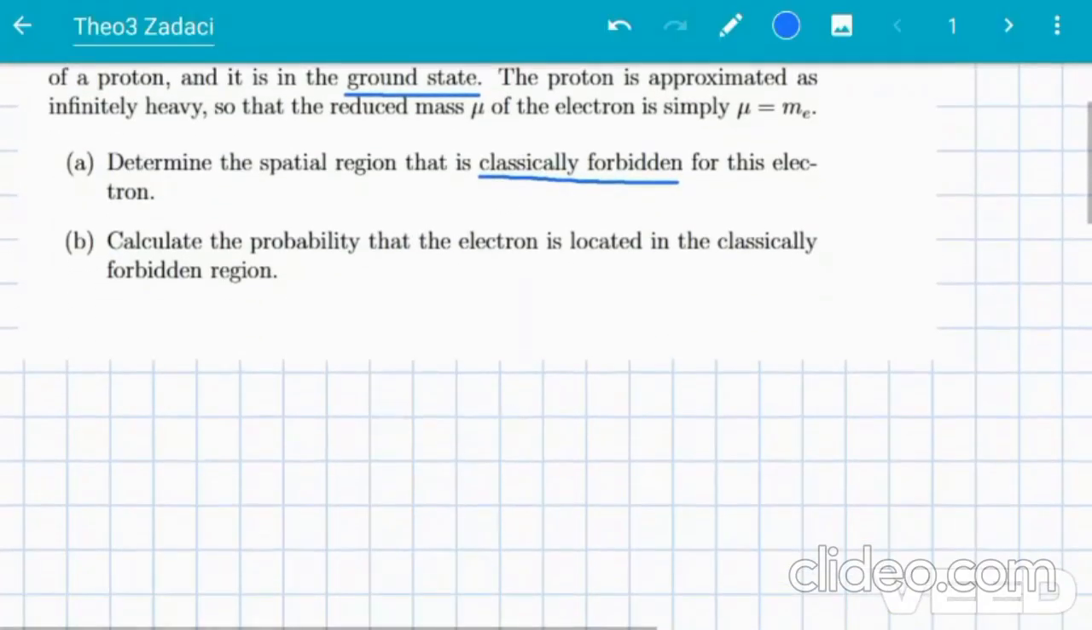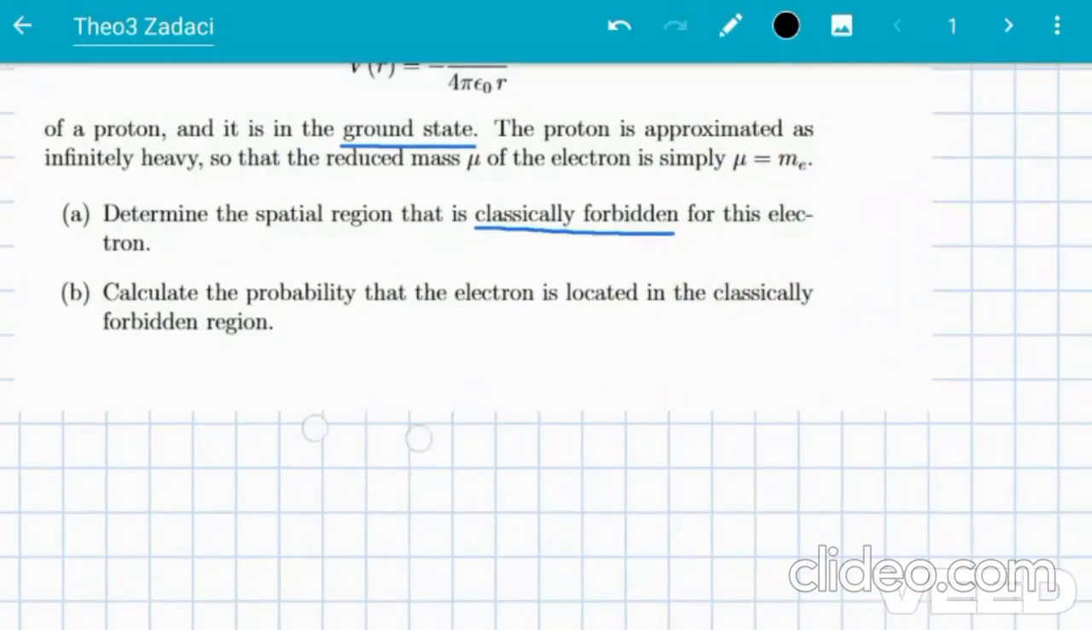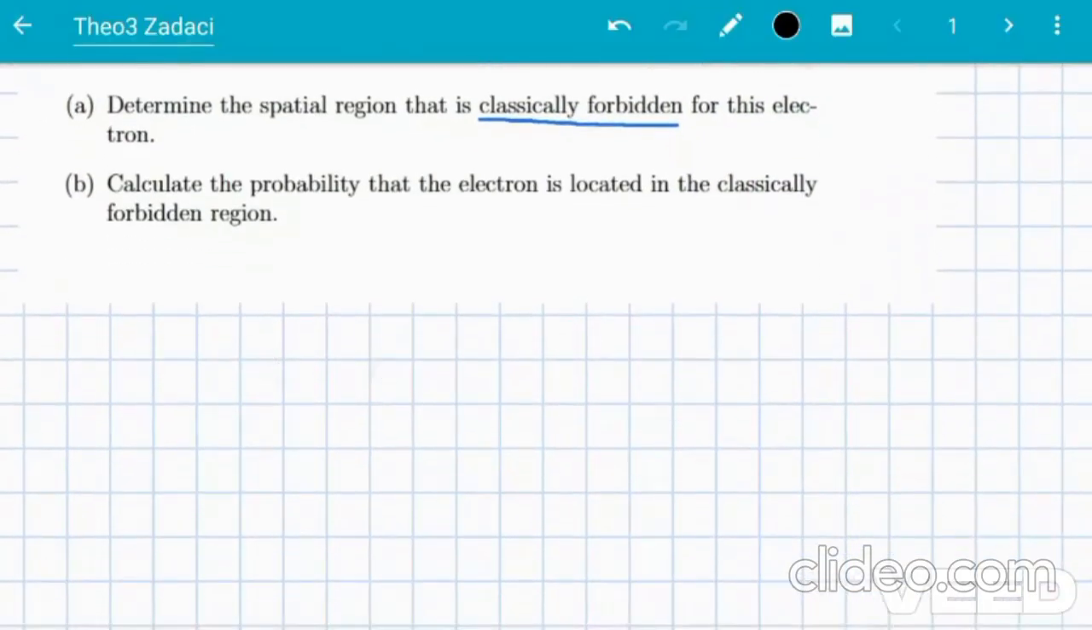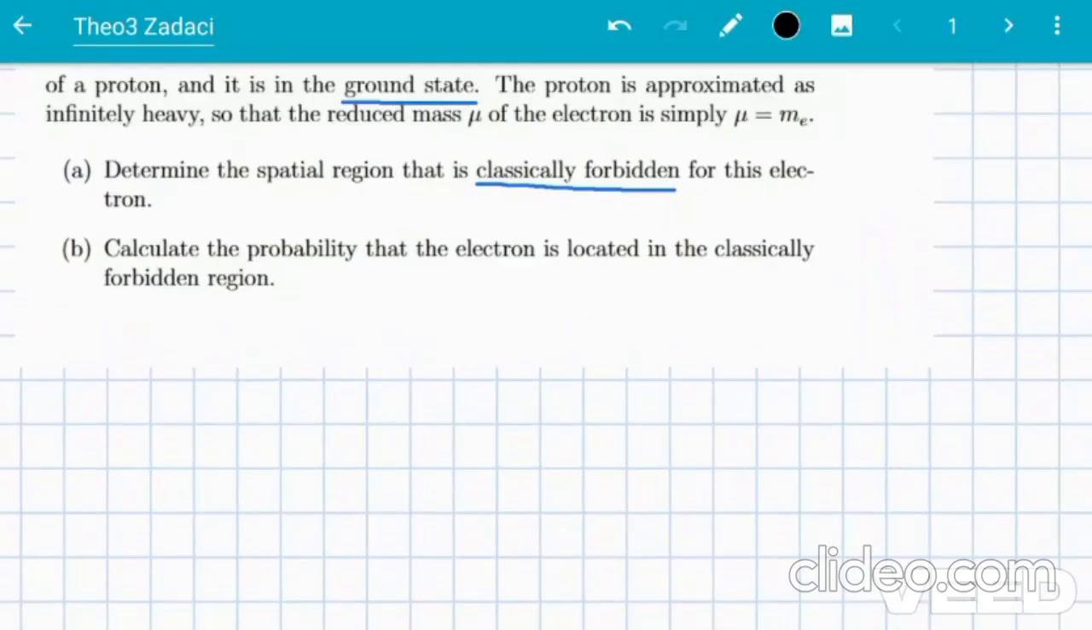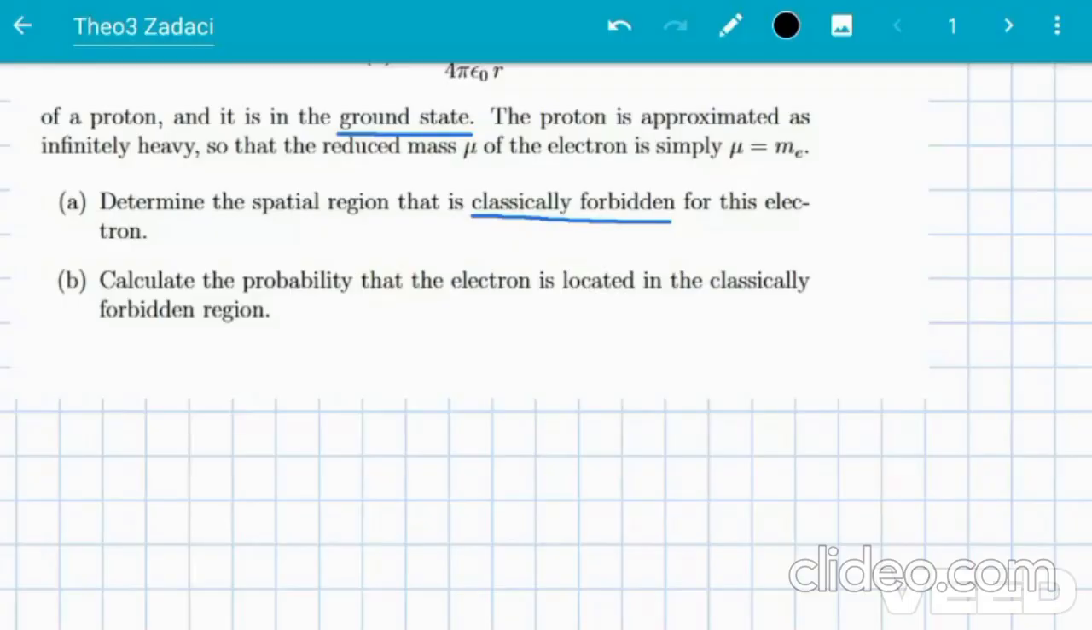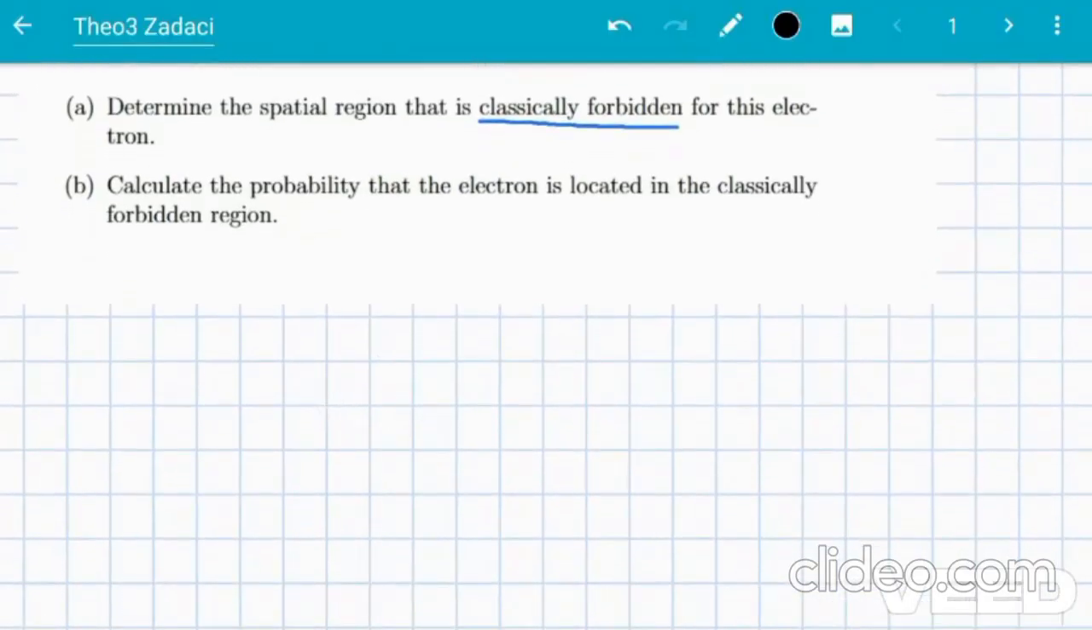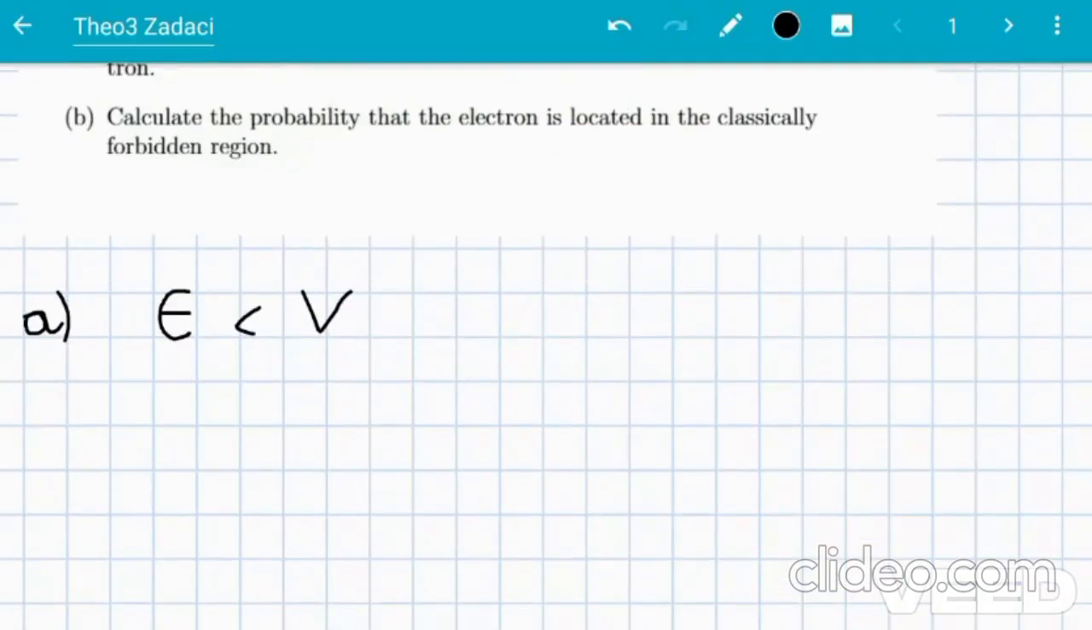In classical mechanics, when we throw a ball at a wall, the ball is not going to be able to pass through the barrier. But in quantum mechanics, the electron can also exist in classically forbidden regions, which means that the energy of the electron is less than the barrier. So the energy of the electron is smaller than the potential barrier.